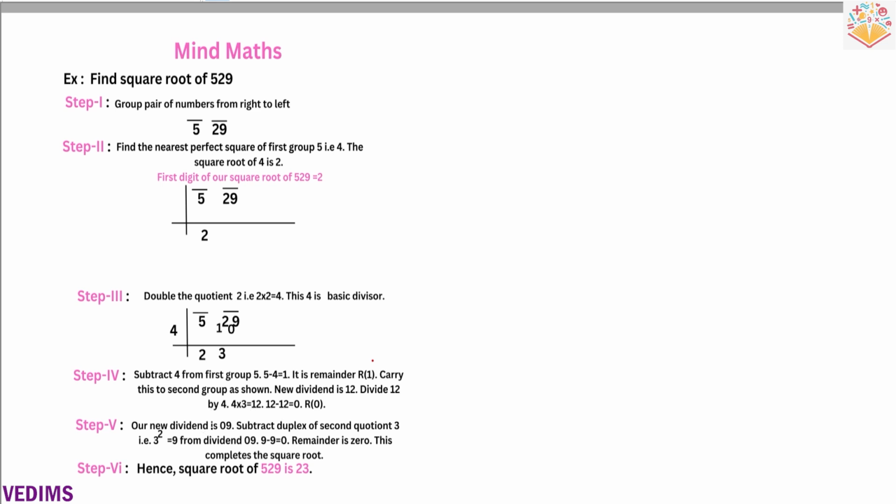Our new dividend is 09. Subtract duplex of second quotient 3, 3 square, 9, from dividend 09. 9 minus 9 is 0. Remainder is 0. This completes the square root. Hence square root of 529 is 23.